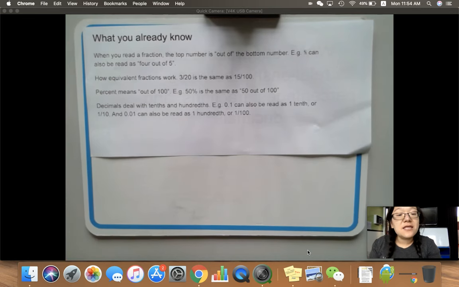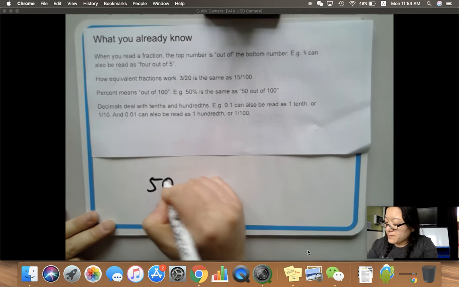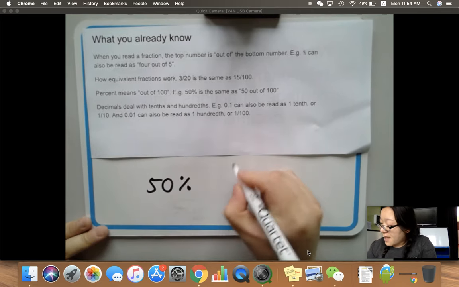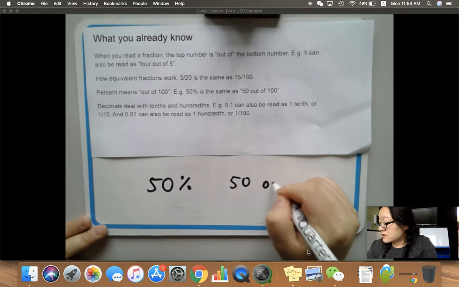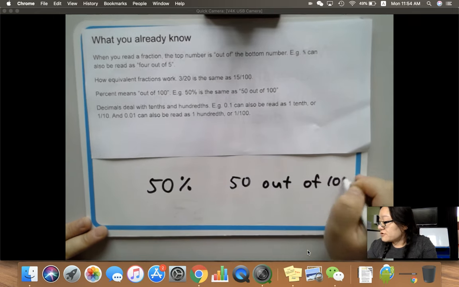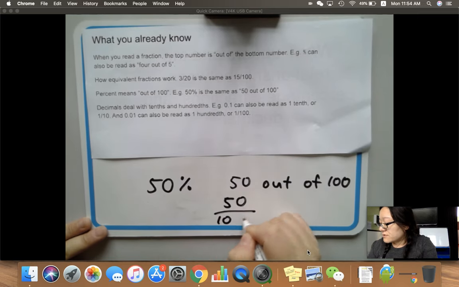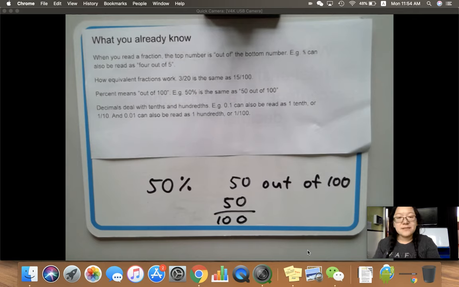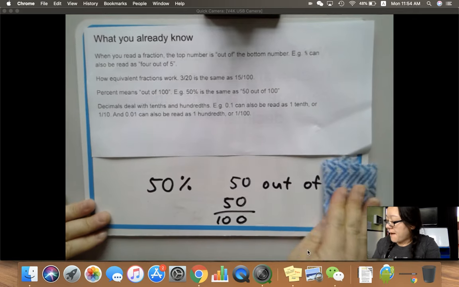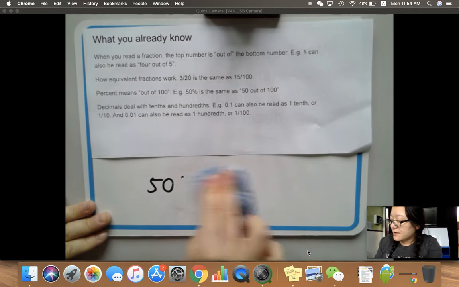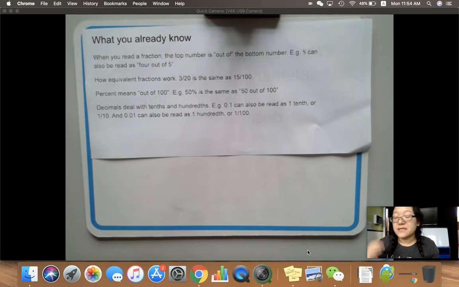Okay, another thing that you should already know is that percentage means out of 100. Percent in French literally means per 100. So 50% is the same as 50 out of 100, which means 50% can also be written like that. In your first test, you demonstrated you could do something simple like that.